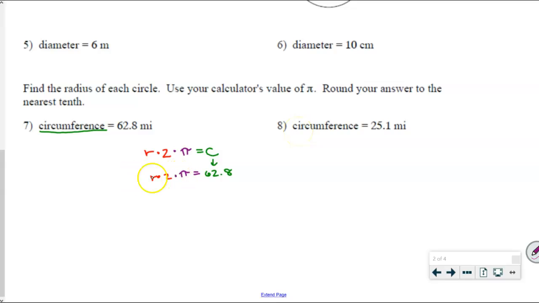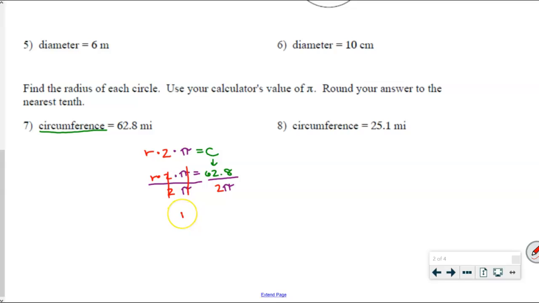How do I undo multiplying by pi? Dividing by pi. But how do I undo multiplying by 2? Dividing by 2. I can do that in one step. I can divide by 2. I can divide by pi all in one step as long as I divide the other side by 2 pi as well. So save yourself a step in your calculator. Instead of dividing by pi and then dividing by 2, just do it in one single step.